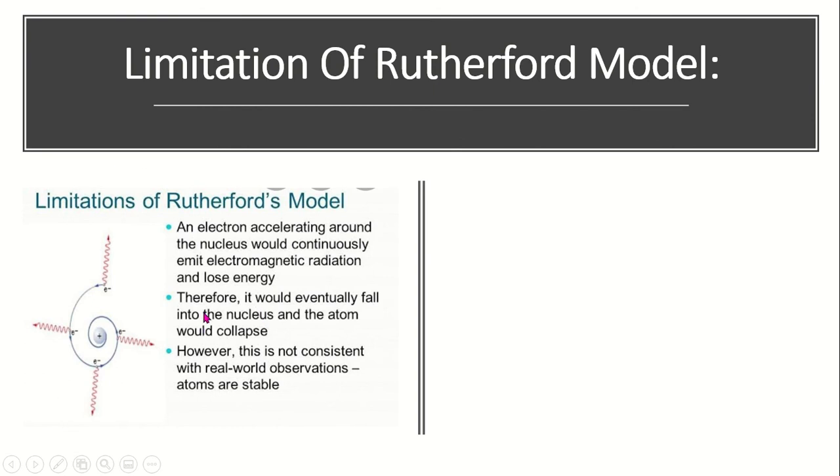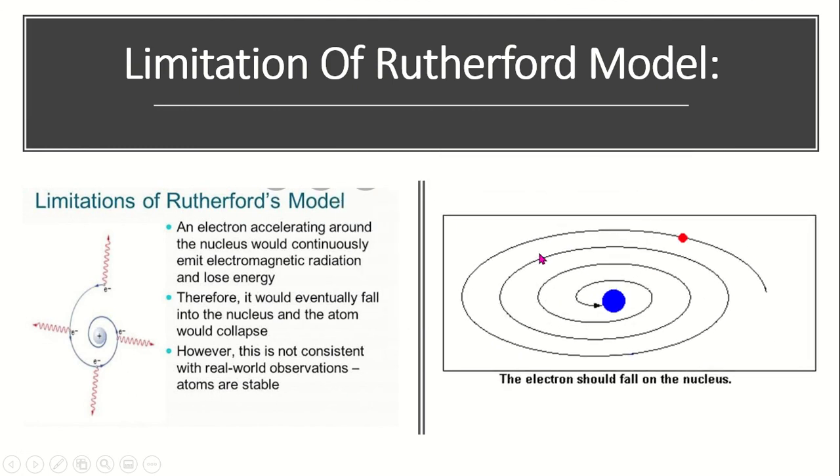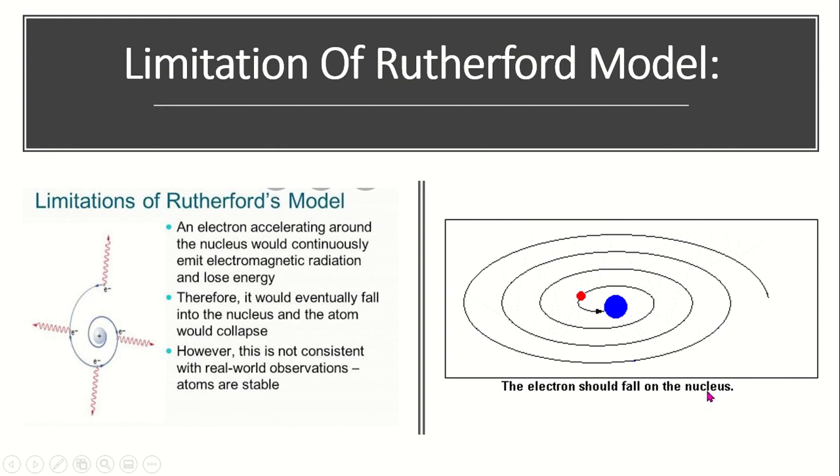That means if you want to write something on the board, then before finishing your writing, the ink will be finished. However, this is not consistent with real world observations. Atoms are stable. Look here, the electrons should fall on the nucleus if they revolve around the nucleus continuously and radiate energy and lose energy. That is shown in this figure.